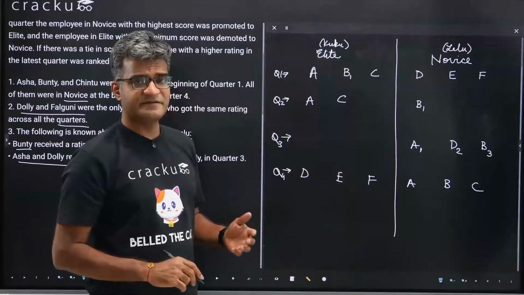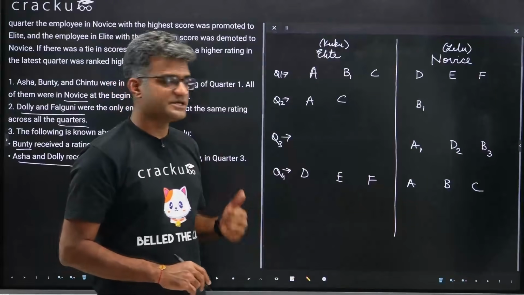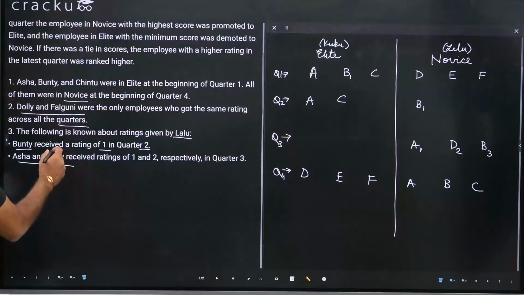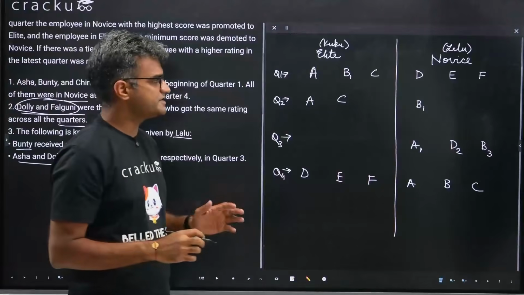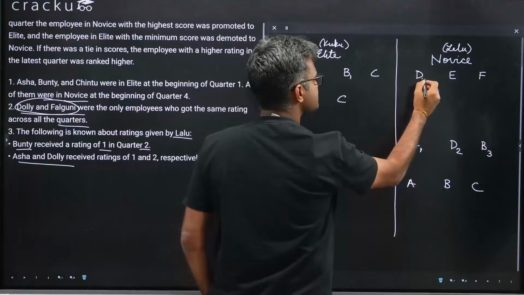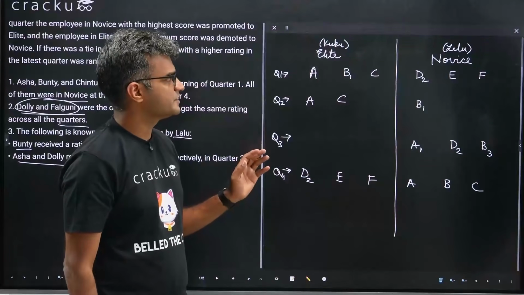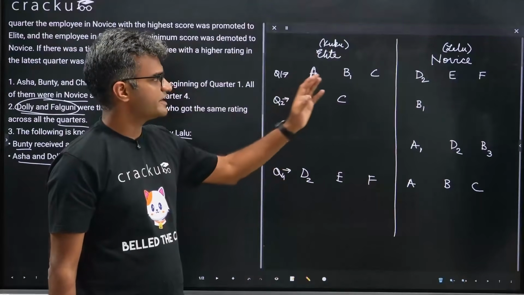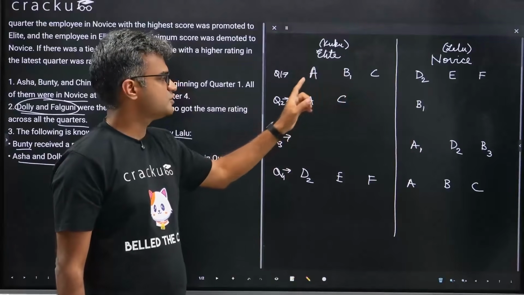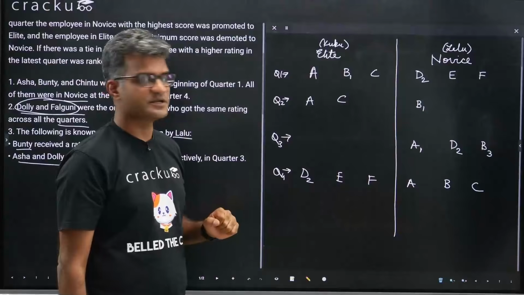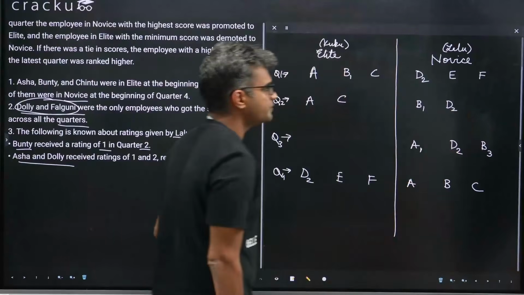The second thing we can infer is that Dolly got a rating of 2 in the third quarter. Remember that Dolly and Falguni always got the same rating in all the quarters. So, Dolly's rating in the first quarter is 2. In the fourth quarter is also 2. She always got a rating of 2. She did not get a rating of 3. So, Dolly is not the one who was promoted to elite after the first quarter. So, Dolly would have remained in Novice and she would have again gotten a rating of 2.